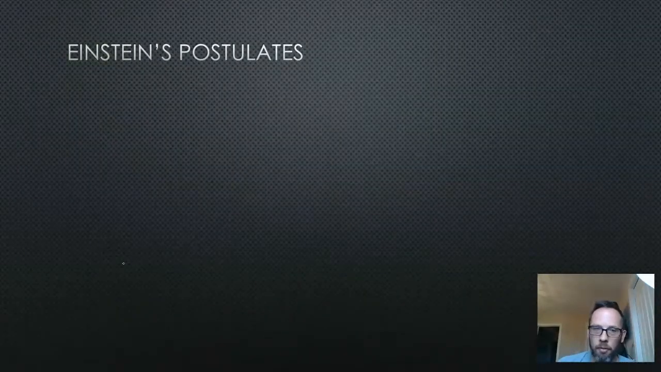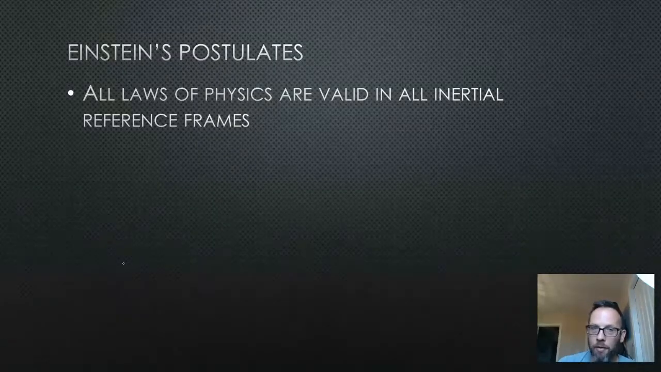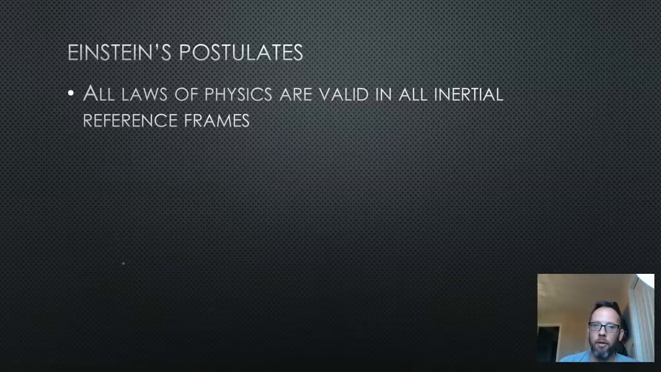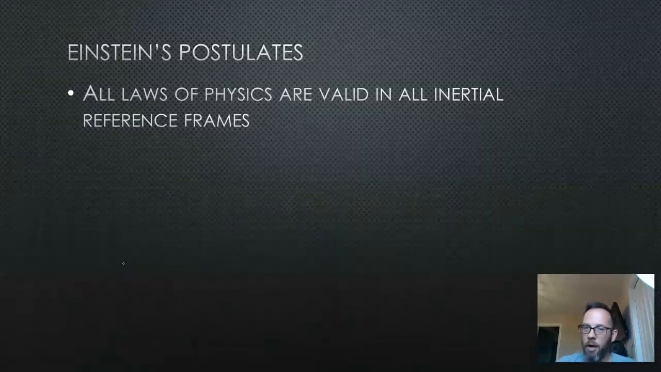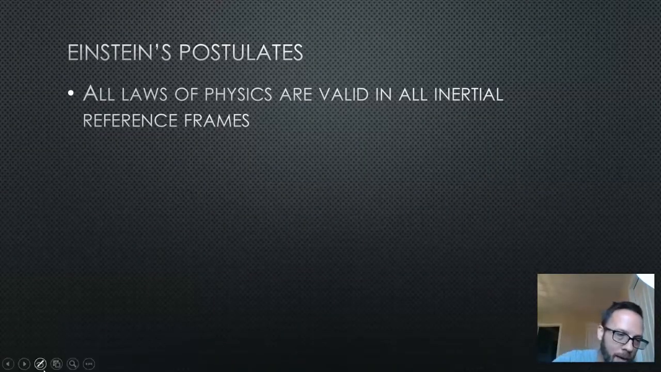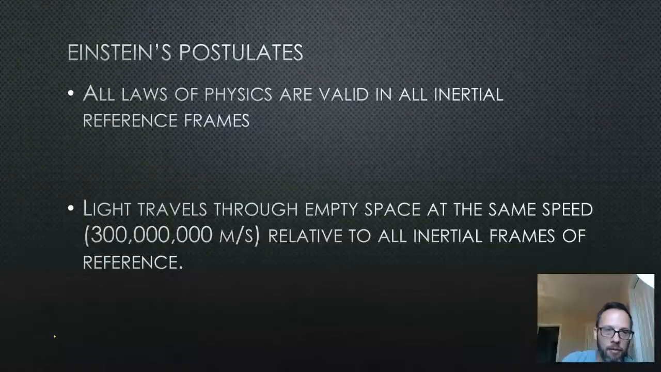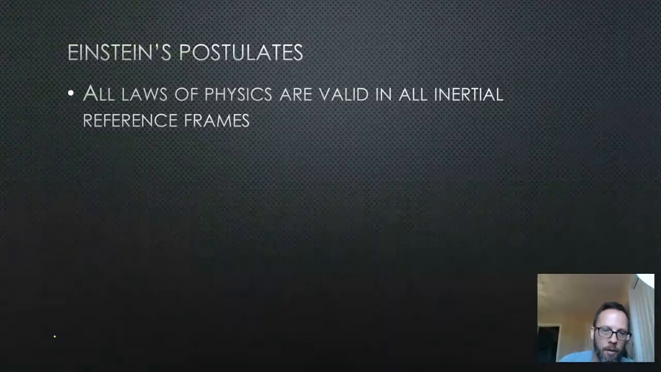And Einstein brought two postulates to the table to kind of make sense of all this. So the first is that all laws of physics are valid in all inertial reference frames. So what do I mean by that? Or what did he mean by that? I'm just going to give you a quick example here. I have space at the bottom here, so I'll do that.